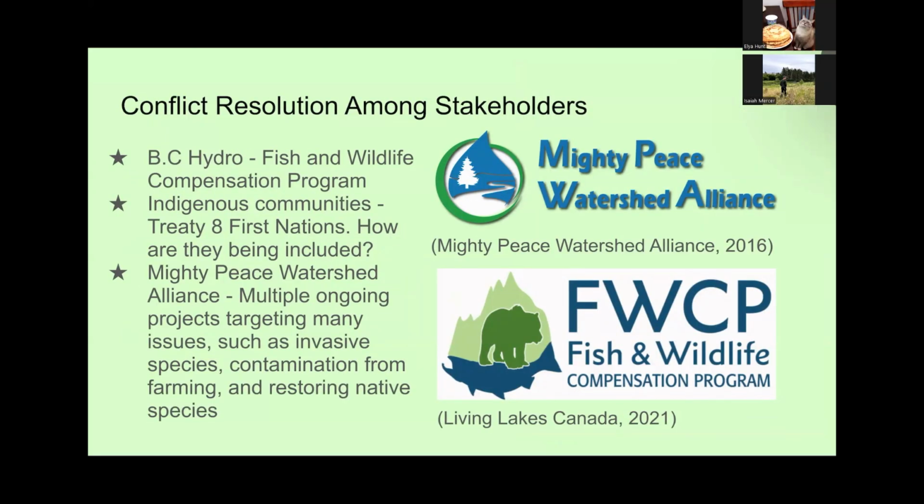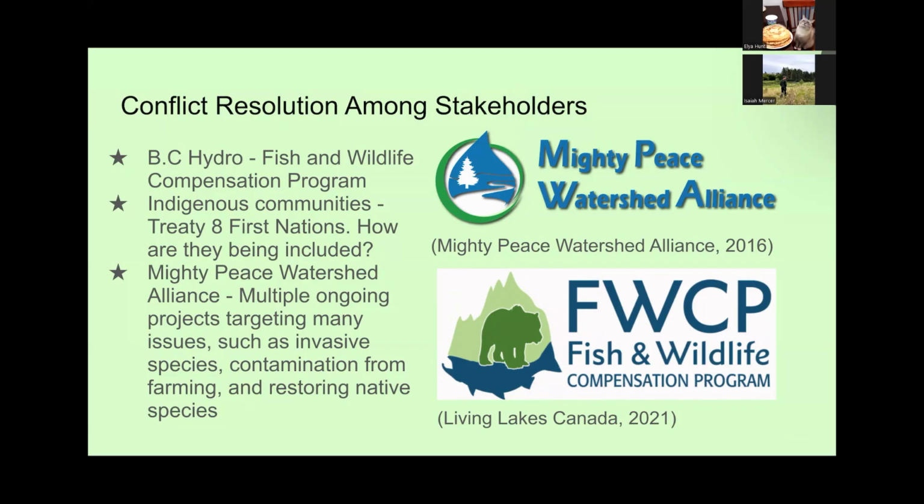Conflict resolution among stakeholders. BC Hydro has the Fish and Wildlife Compensation Program, which is meant to help compensate for the impacts on fish and wildlife and their habitats, which may have been affected by BC Hydro, such as by the Site C Dam. While the government has a duty to consult First Nations, it has been criticized for the way of handling projects such as the Site C Dam, as it violates Treaty 8. Many culturally significant areas have been impacted due to flooding.